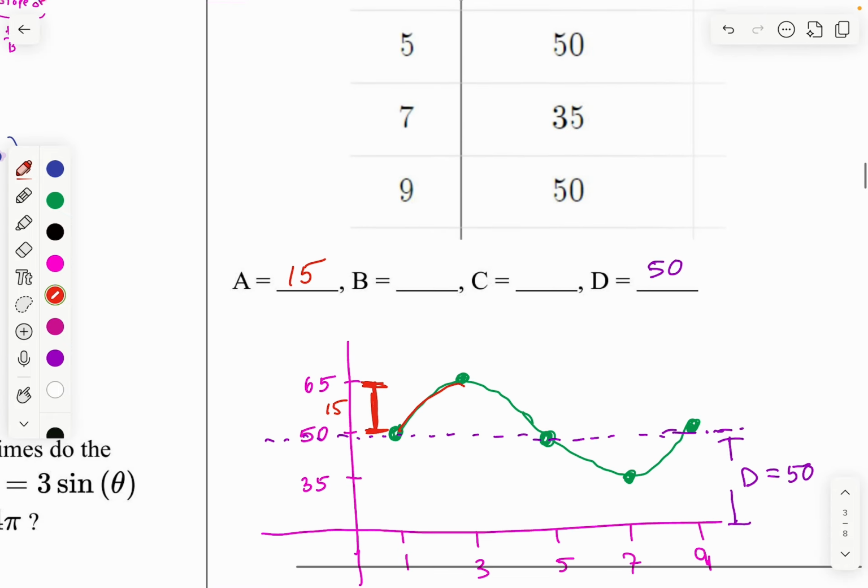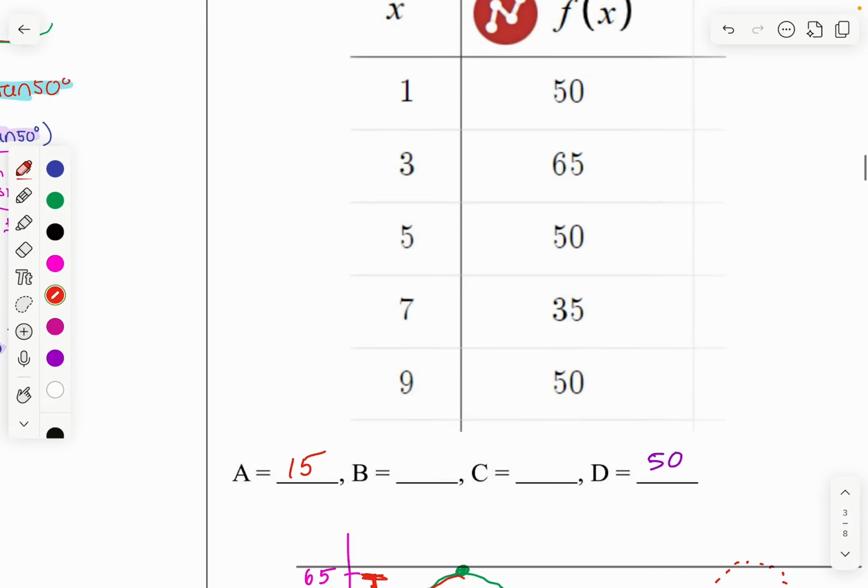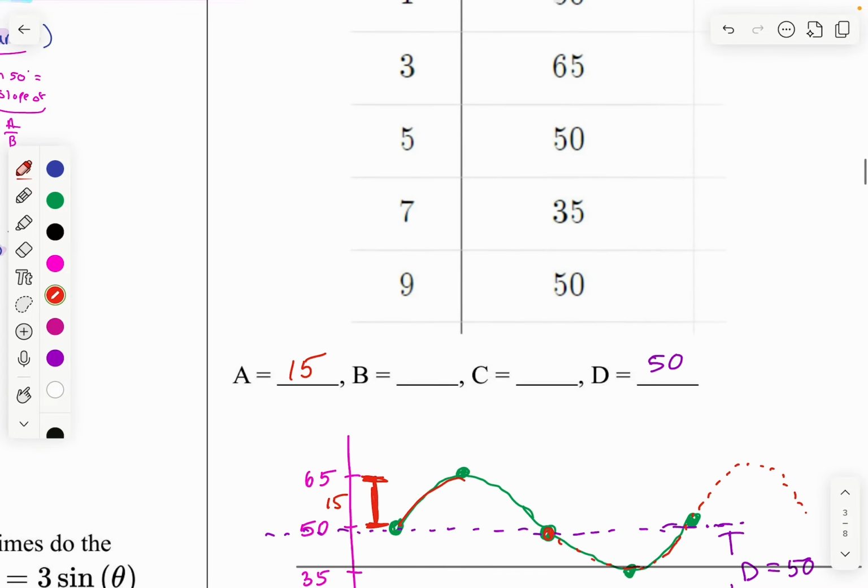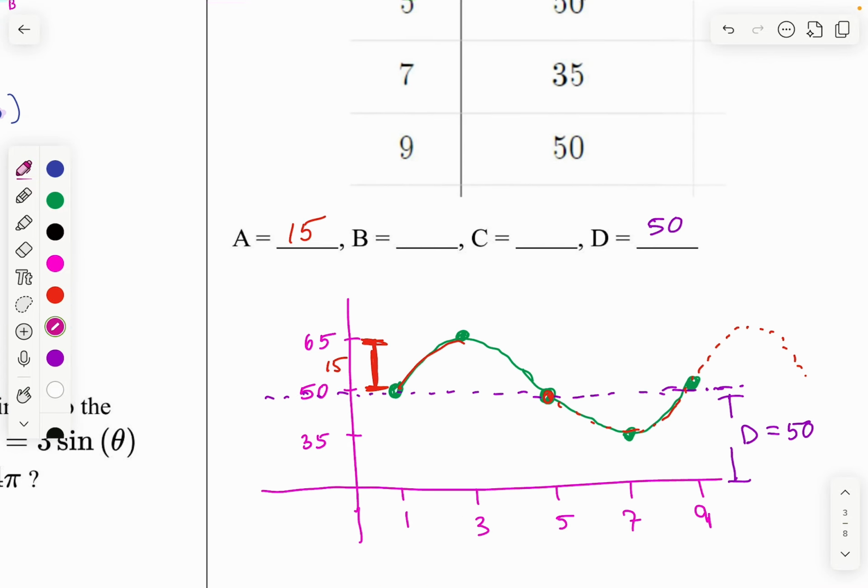Otherwise, it would be an inverted sine graph, which we could do if we continued this shape, and then we would use negative 15, but I'm just going to stick with positive. Okay, and then there's B and C. C is a shift. Notice that the sine normally starts at the origin. We got shifted right 1. So that tells us that C is 1 because we shifted right 1.